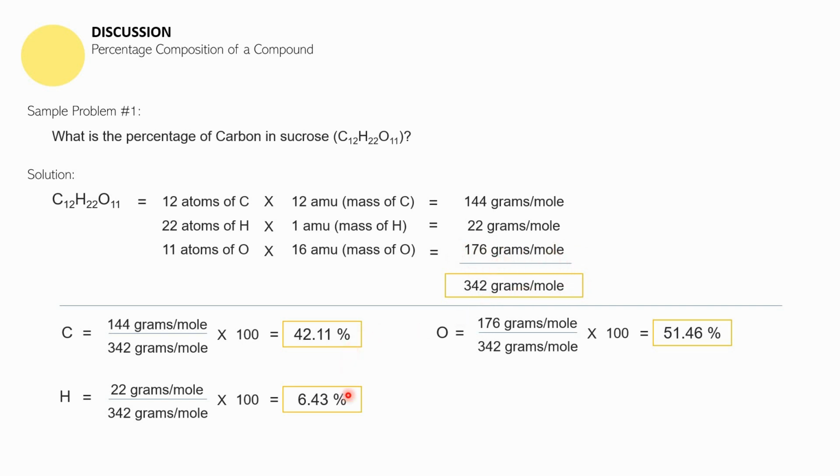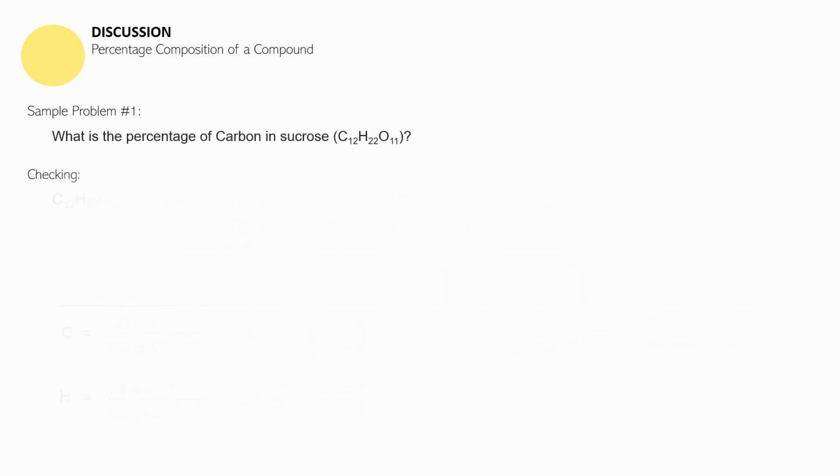So lumilitaw din naman siya dito kasi siya yung 51.46%, which is higher than 42.11% coming from carbon, and then hydrogen with 6.43%. So at this part of the solution, we actually answered the question: what is the percentage of carbon in sucrose, C12H22O11? The percentage of carbon in sucrose is 42.11%.